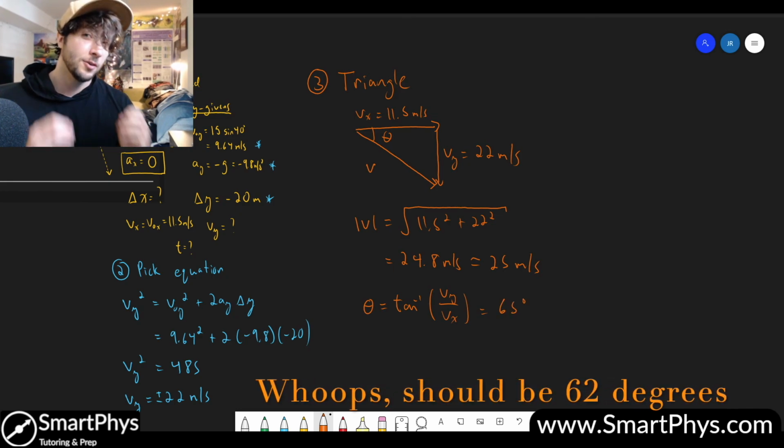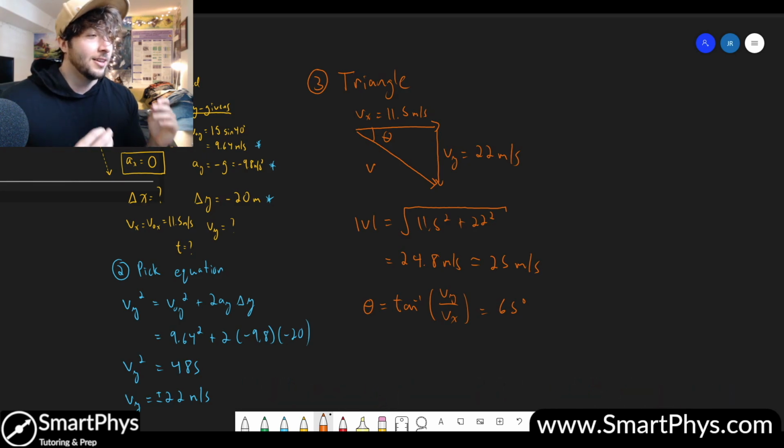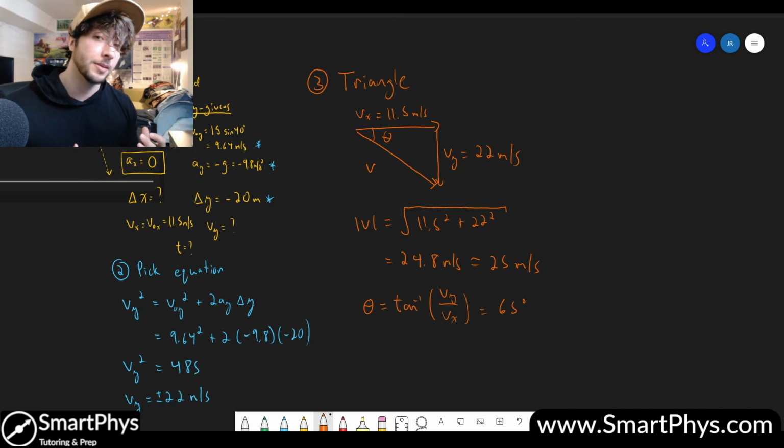Okay, one last little asterisk here. 65 degrees is technically not a direction, right? We need to say 65 degrees relative to something. So in this case, we might say 65 degrees below the x-axis. And that's a complete answer. Okay, so there you go, projectile motion.